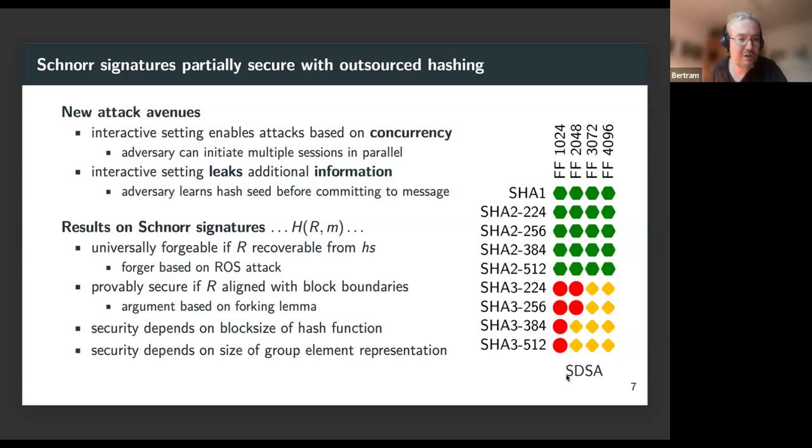So this is for Schnorr DSA, which is outdated, but I'll give you more schemes on the next slides. This is a Schnorr DSA standard by the German BSI. So that's basically Schnorr signatures, standardized. On the y-axis I have different hash functions: SHA-1, different versions of SHA-2 and SHA-3. And I have different finite field sizes. This is really finite field DLP, and it starts at 1024 bits and goes up to 4000 bits.